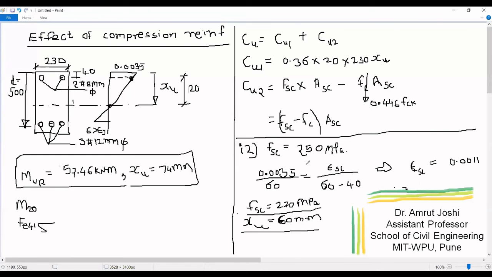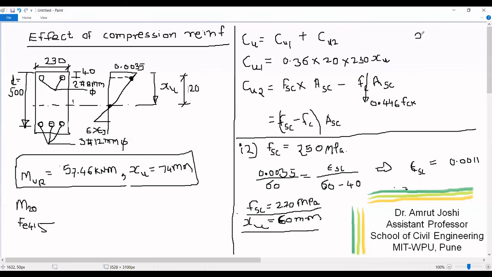Now we will have to go on doing these iterations until this FSC assumed and FSC calculated turn out to be same. So we will have some criteria and then we will stop doing the iterations. We will say that the solution is converged. For time being, 270 being not very different from 250 MPa, we will stop our iterations here. And therefore, we will say that the XU is at 60 mm.